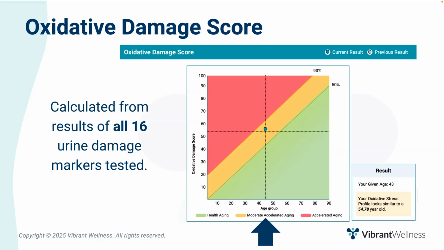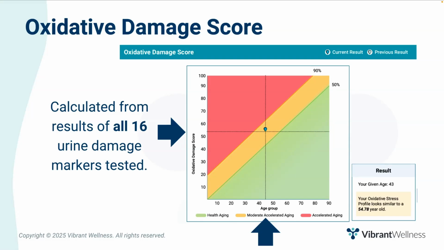The x-axis is your age, and the y-axis is your oxidative damage score. The score is calculated using the results from all urine damage markers tested, applied to a linear regression model, and displayed with respect to your age group. A score in green represents a normal score based on the 50th percentile of the population, indicating you're aging at or slower than your chronological age. A score in the yellow represents a moderate score falling between the 50th and 90th percentile, and a score in the red represents accelerated cellular aging compared to the relatively healthy reference population.